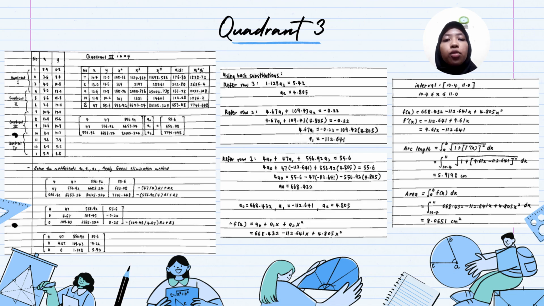Next, the interval for quadrant 3 we will get from the x coordinate from tables, which for quadrant 3 ranges from coordinate 7 until coordinate 10. The first is x equals 10.4 to x equals 11. And the Gauss's elimination was chosen because it is systematic and efficient for solving 3 times 3 systems.